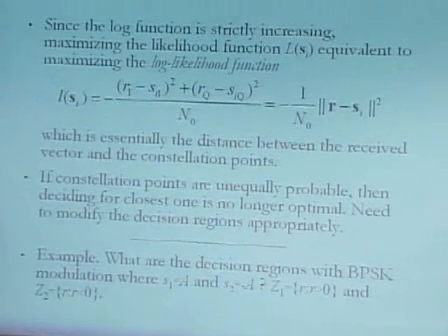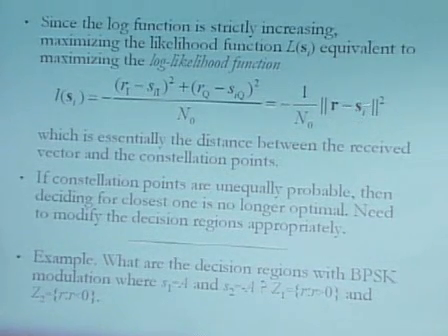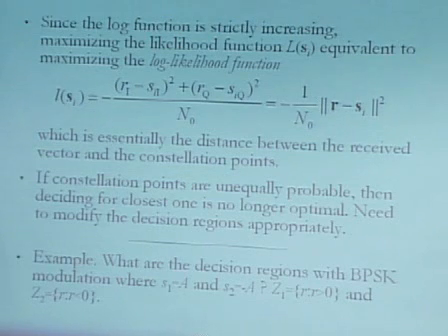Okay, so we've seen rigorously that under the assumption that all the points have the same probability, the optimum receiver has to decide for the point that is closest in distance to the received vector r. Okay? If the constellation points are unequally probable, then this would not be true anymore. And then we'll have to reshape the decision regions depending on the probability of the corresponding points. So we're not going to deal with that, but just keep always in your minds that all of this is only true if the points are equally probable.